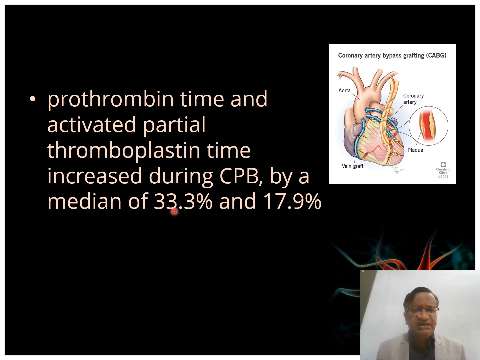Prothrombin time and APTT may also increase in cardiopulmonary bypass surgeries. There is a coagulopathy of bypass surgery. That's a big topic. I will deal with it later.